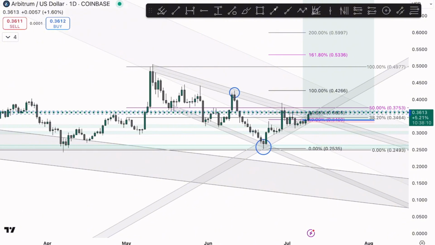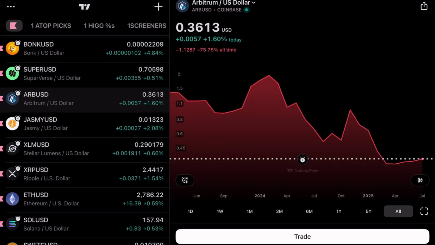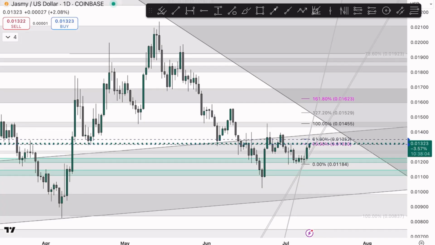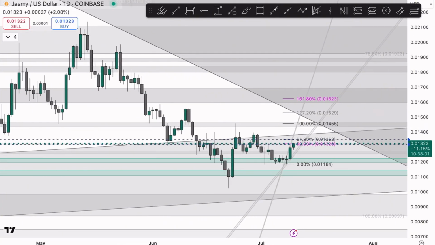So that's what I'm going to do. I'm going to just wait, and then I'll probably look at what the potential could be for Jasmine. So that was Art Block. Let's look at what the potential could be for Jasmine.